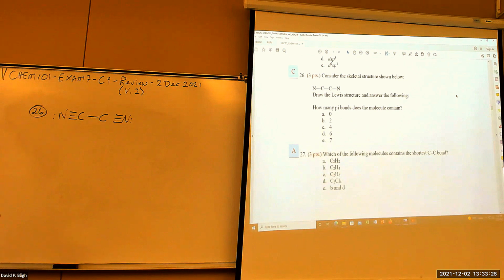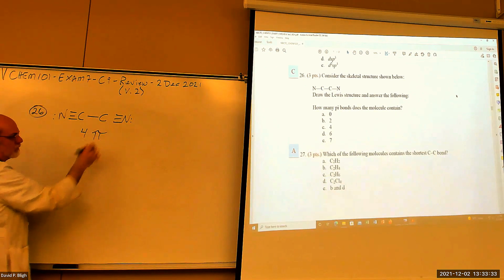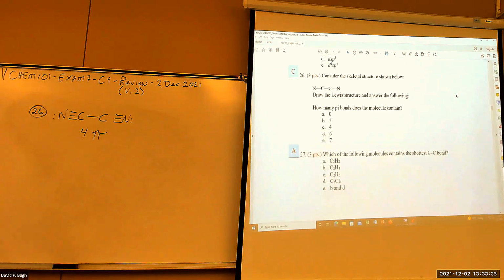Then we can answer the question. How many pi bonds does the molecule contain? 1, 2, 3, 4. 4 pi's. Okay?